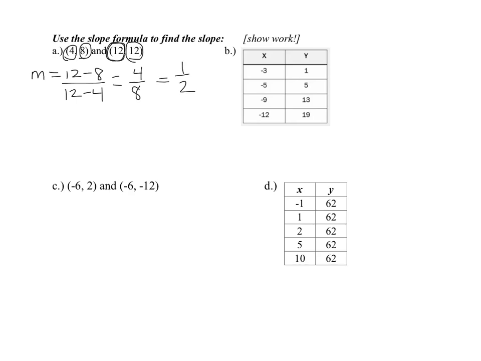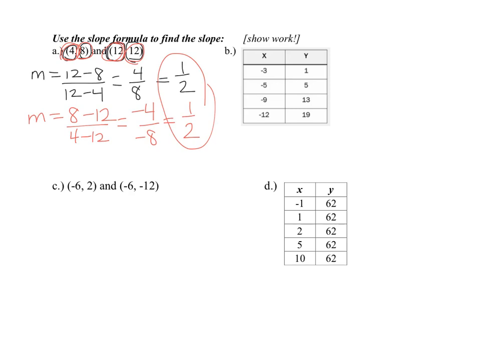Now, suppose I decided to go in a different order. Suppose I decided to go my first y value, which is 8, minus my second y value. Well, then I'm going to get m equals 8 minus 12. And I have to do the same order now, so 4 minus 12. And I do the math there. The only difference is I'm going to get negative 4 over negative 8. And you have to remember that that still reduces to positive 1/2. So no matter what, you get positive 1/2.